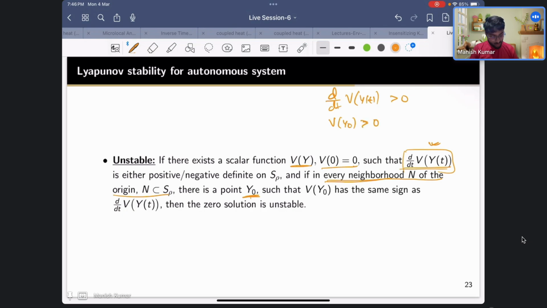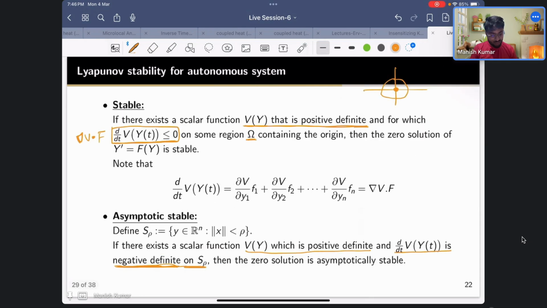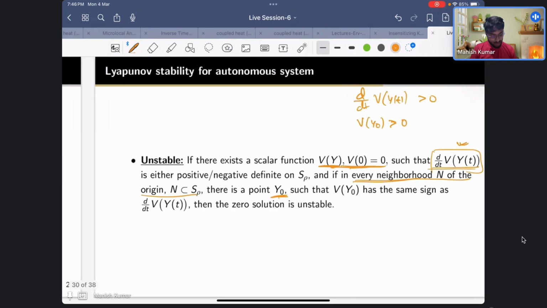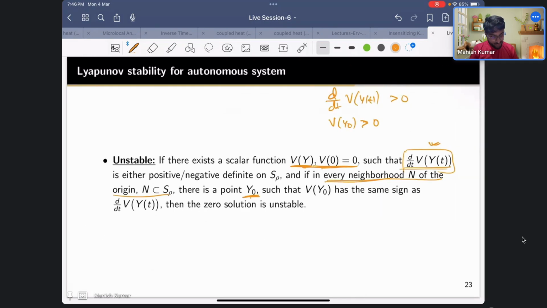So here we have not put any condition on V. Earlier we had that V has to be positive definite, but here we don't have any condition on V. If this derivative has positive sign and you can find a y naught in some neighborhood of 0 with this property, then it is unstable. And if this has negative sign and you can find some point y naught where it is negative, then also, so the sign of this and this should not match, for instability.